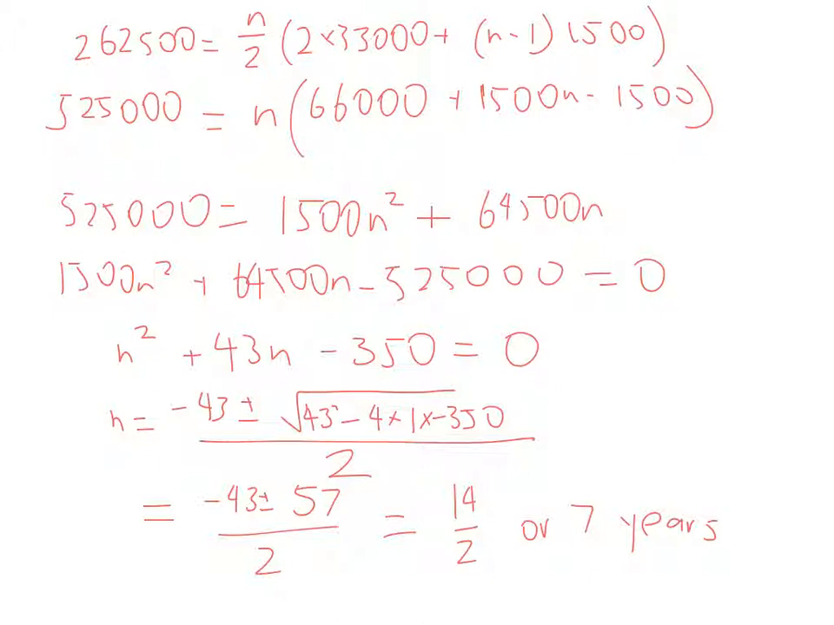Now, the other thing to note here is we should write down the fact that N equals negative 50 is not valid. Of course, we're talking about N number of years that she's worked. Can't have worked for negative 50 years. So there we have it.